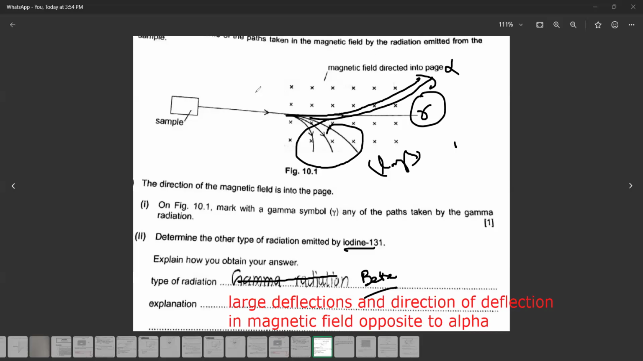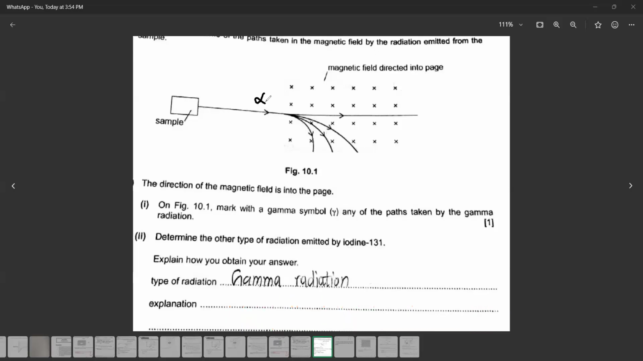So let's say you consider this was alpha. Your index finger should point in the direction of the magnetic field. Your second finger represents the direction of the alpha, which is toward the right. Where is your thumb pointing? Upward. So if it was alpha, it should go up, but it's not going up, it's going down. So it's not alpha, it is beta.